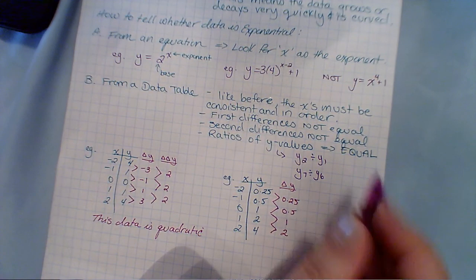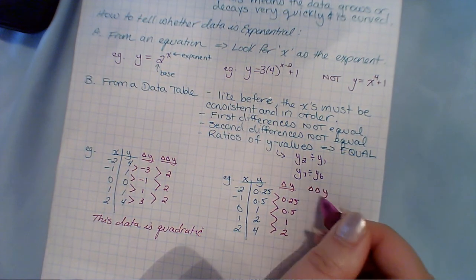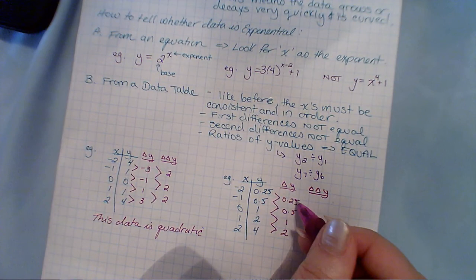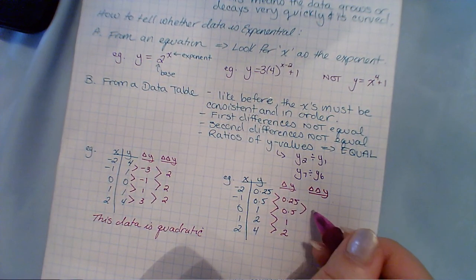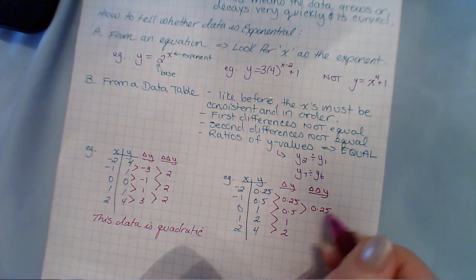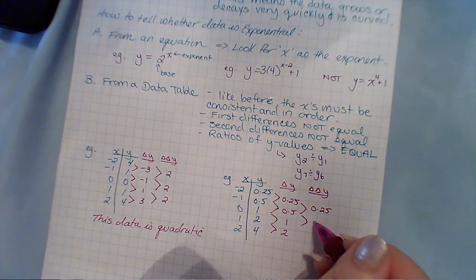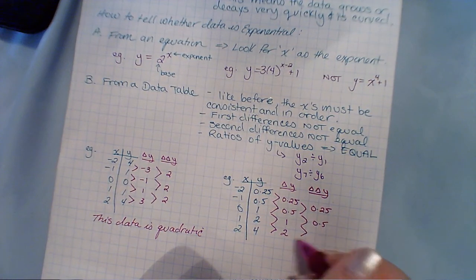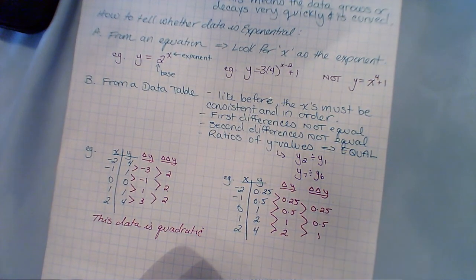Okay, those don't match, so it's not linear. Let's try our second differences. 0.5 take away, again, a quarter is 0.25. 1 take away 0.5 is 0.5. And 2 take away 1 is 1. Those don't match, so it's not quadratic.